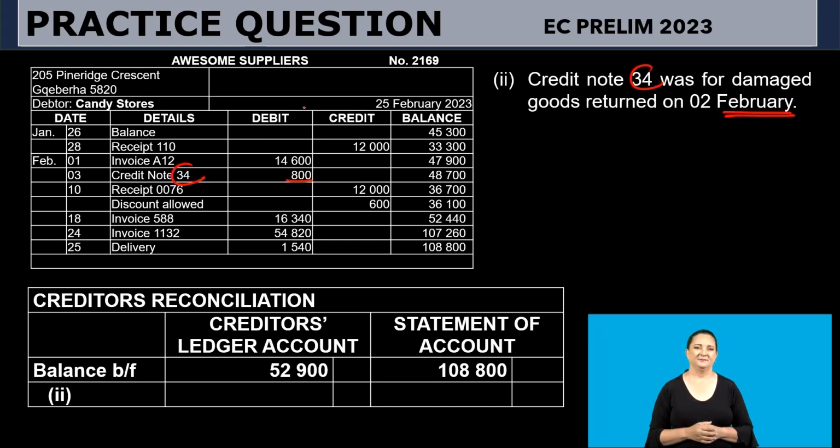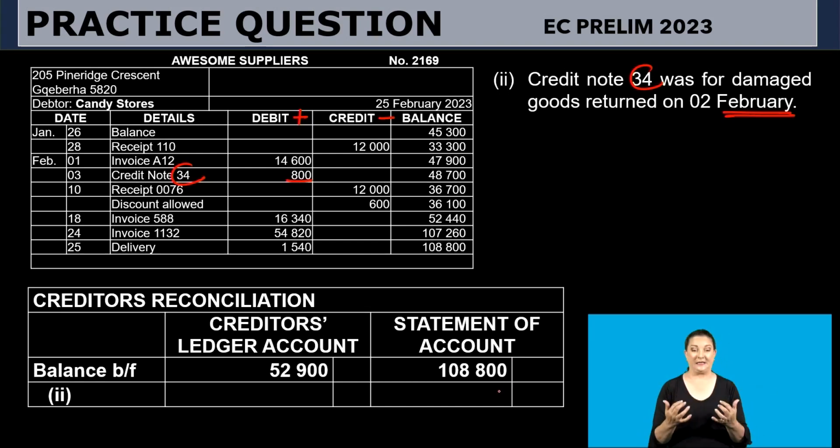Okay, when you are on the statement, you have to understand that on the debit side, it is a plus. The credit side, it is a minus. And your credit notes must appear on the credit side because they decrease the balance on the statement. However, they were put now on the debit side. That is the error.